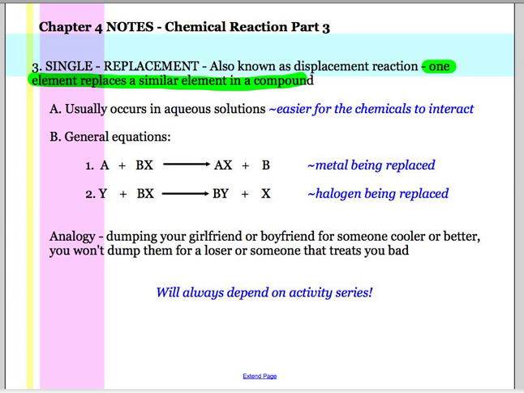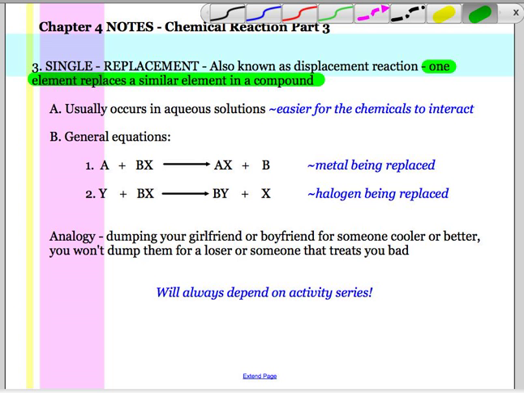So either a metal is going to try and replace a metal, or a non-metal, typically a halogen, is going to try and replace another halogen or non-metal. We say try to because this is the only one where you have to worry about something. So these are the two different types that we have. The first one here is a metal being replaced. So letter A here is a metal, and so it's going to try and kick out the other metal.